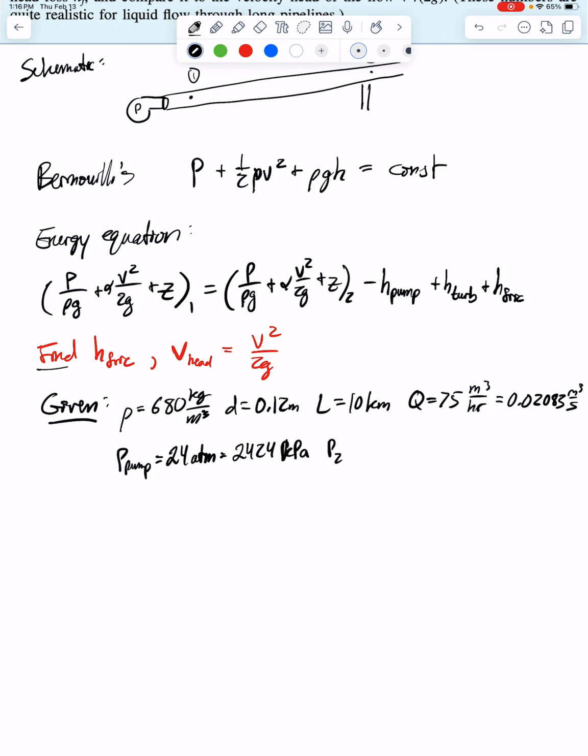Pressure at the outlet is 1 atmosphere, 101 kilopascals. And we're told that at location 2, we are 150 meters higher than location 1. If we let location 1 be our datum, which means Z1 equals 0, then Z2 is just equal to 150 meters.